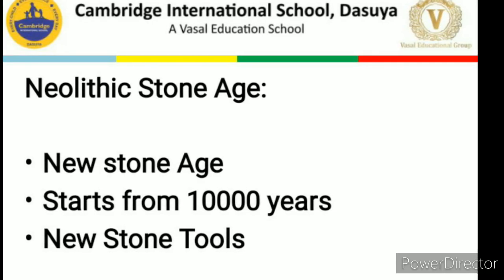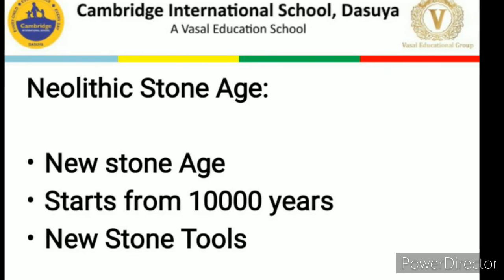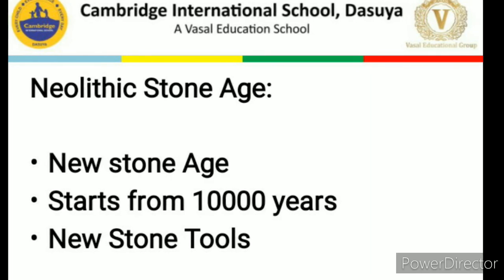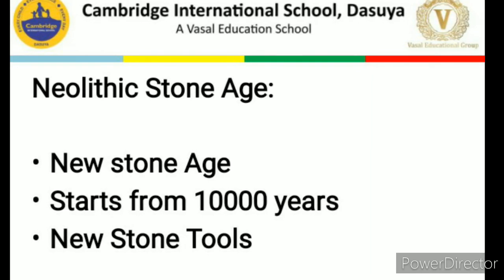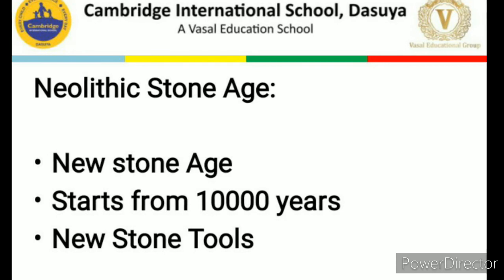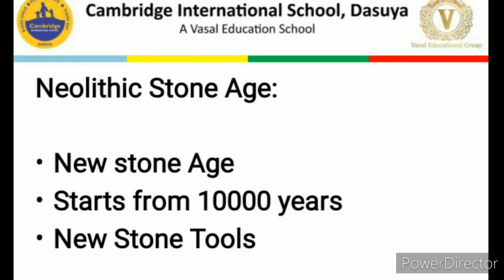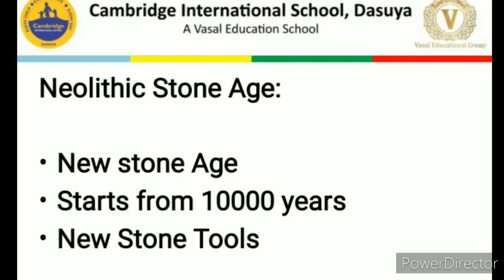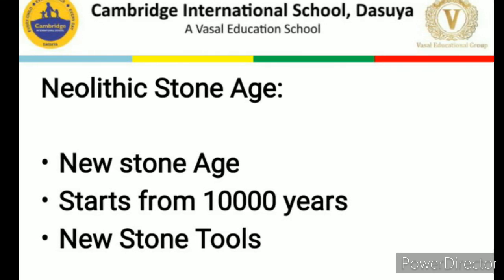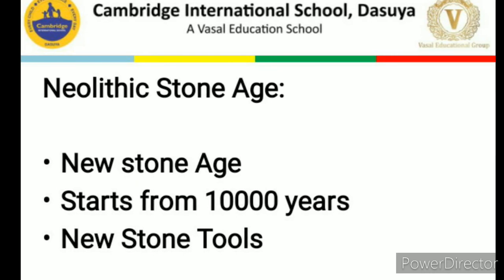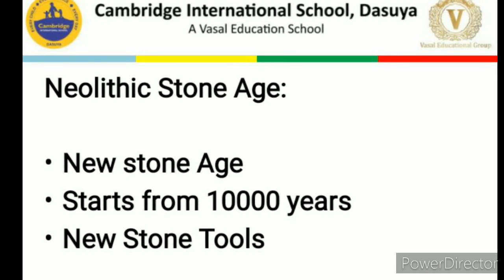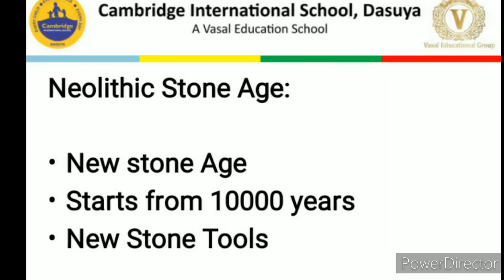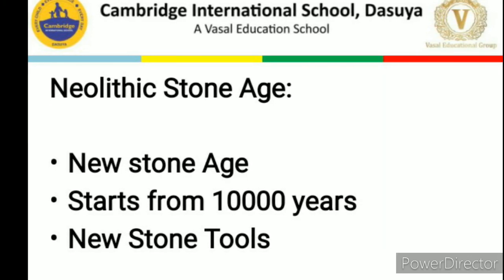The Neolithic Stone Age. As the name suggests, Neo means new and lithic means stone. So it is the new stone age. In this stone age, the tools which were prepared were different from the Paleolithic and the Mesolithic period. This period extends from 10,000 years. We are going to discuss this Neolithic Stone Age in our next chapter.